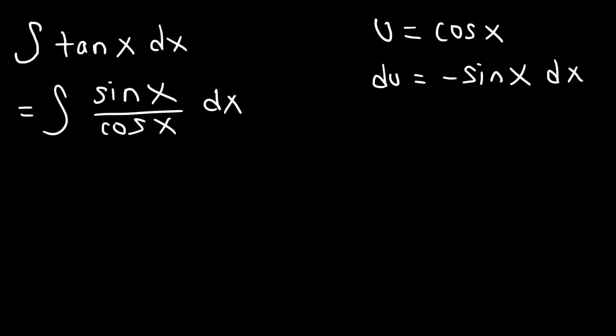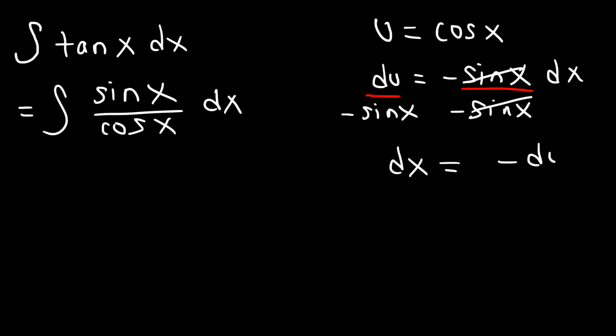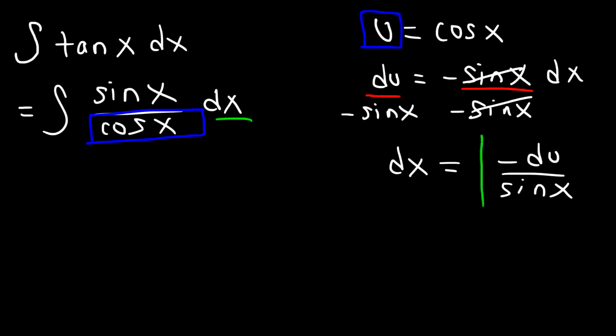Now at this point, what I like to do is solve for dx, so I'm going to divide both sides by negative sine x. And so dx is equal to negative du divided by sine. Now let's replace cosine x with the u variable, and let's replace dx with negative du over sine.